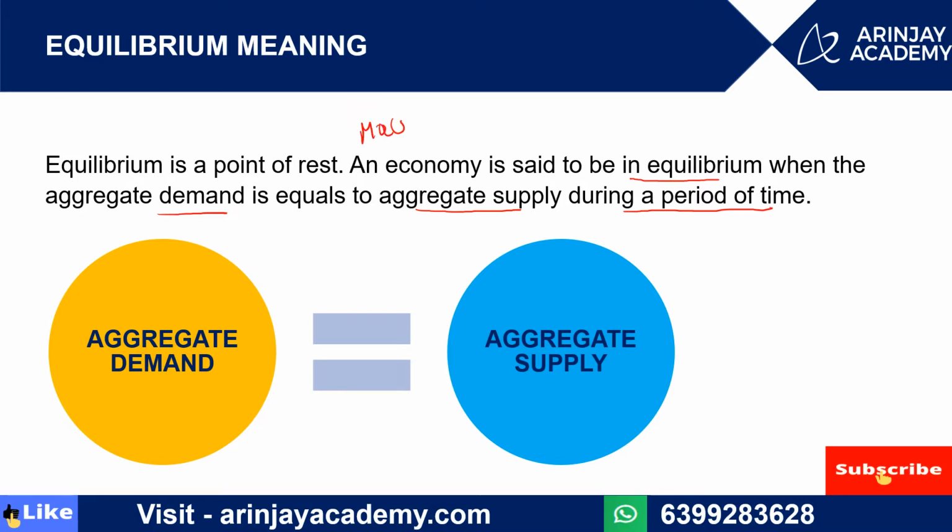As per your macroeconomics, your economy is said to be at equilibrium when the aggregate demand, that means the demand of your economy, is equal to the aggregate supply of that economy. When the demand is equal to the aggregate supply, then the economy is said to be at equilibrium. So you can see here that your aggregate demand is equal to your aggregate supply. So it's a point of rest for the economy, and the economy is said to be at equilibrium.